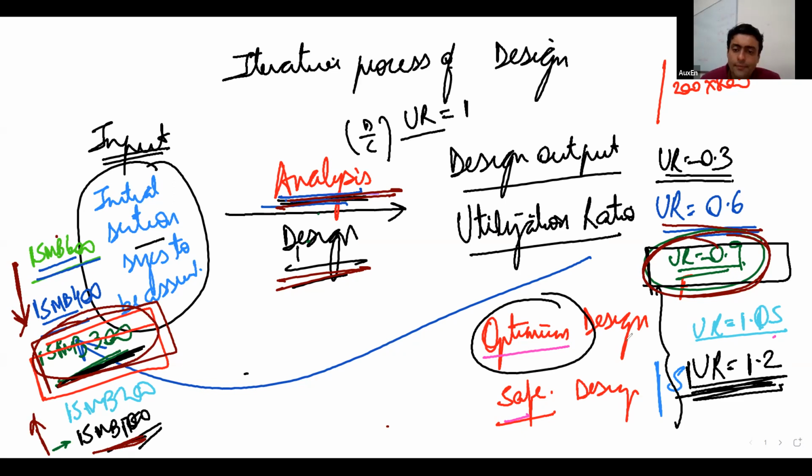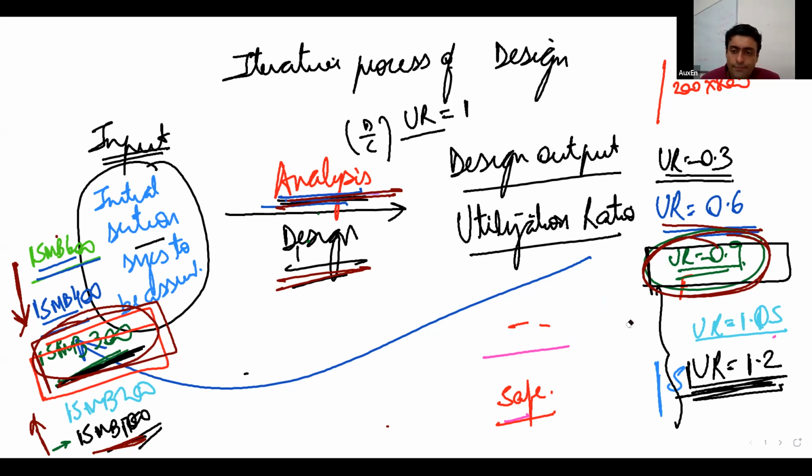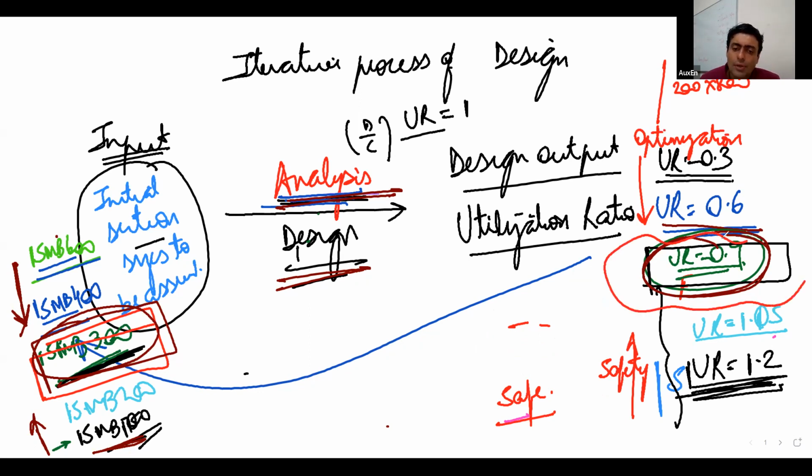Yes or no? Right. So if I write it over here, if I work in this direction, we are working towards safety. And if we do the iterations in this direction, we are working towards optimization. So the intersection of optimization and safety is what you are targeting. All right. So this is called the iterative process of design.